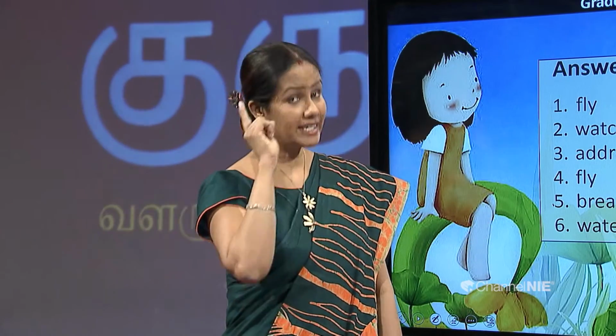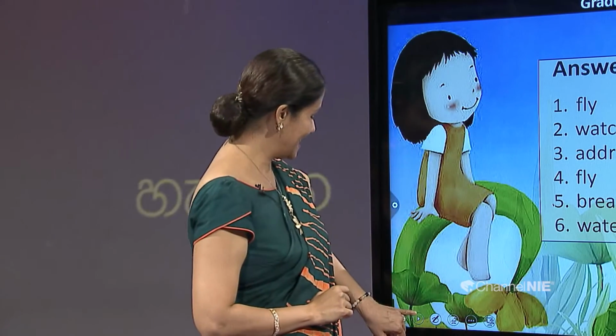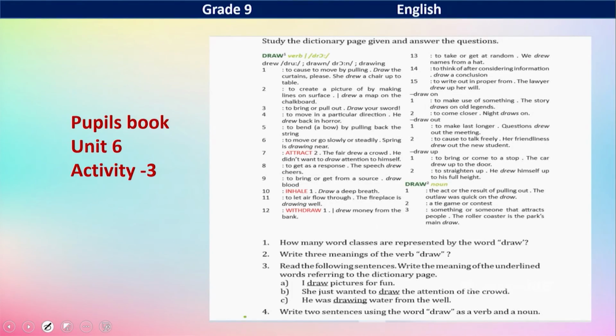Can you remember the dictionary? Okay, shall we? This is a dictionary page. Study the dictionary page given and answer the questions. So here in the dictionary page, they have given the word draw. Here it is first given as a verb. But again down here, it is given as a noun.